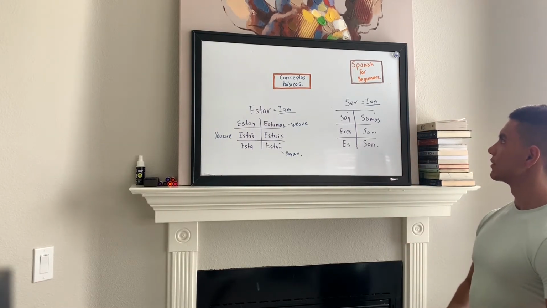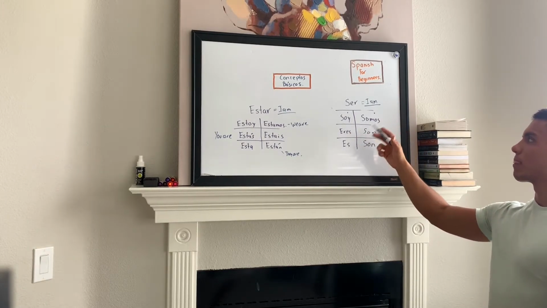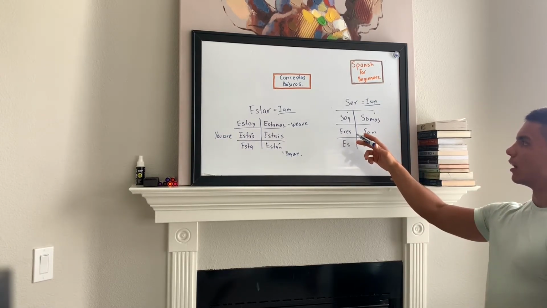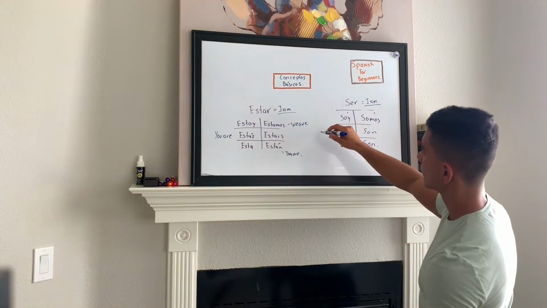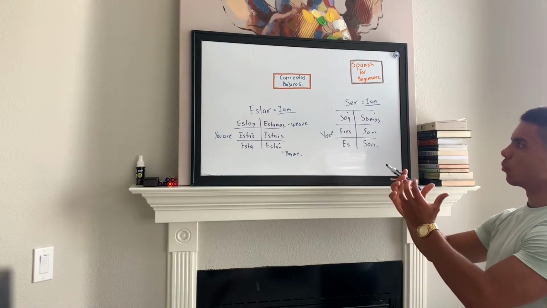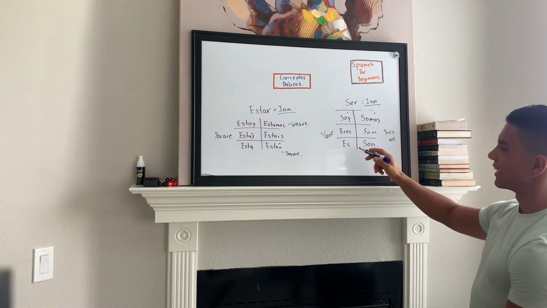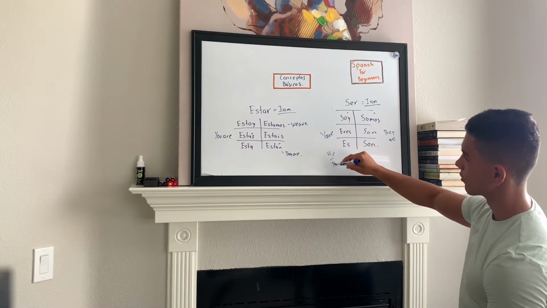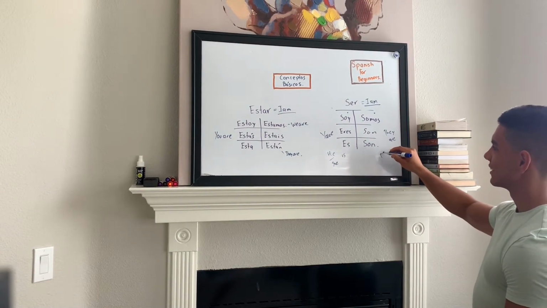And then ser. Soy, you pronounce like the soy sauce, soy. Then somos, that'll be we are. Eres, that'll be you are. Son, they are. Es, he is. He or she, you can use feminine or masculine, is. And then son, they are.